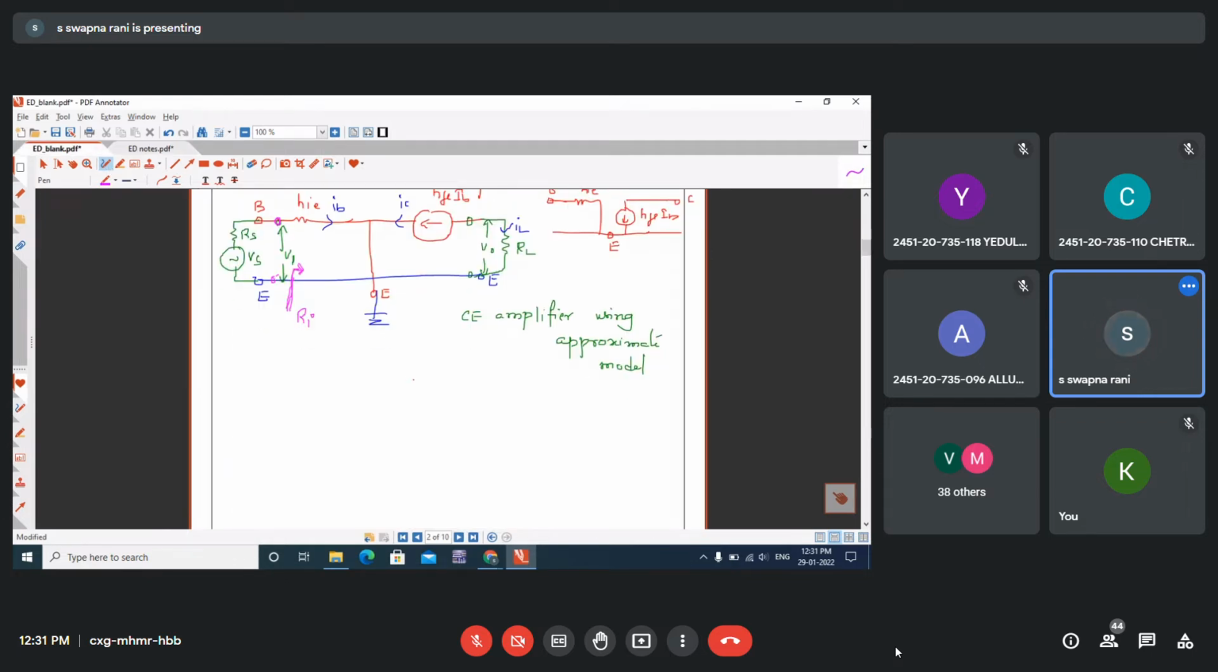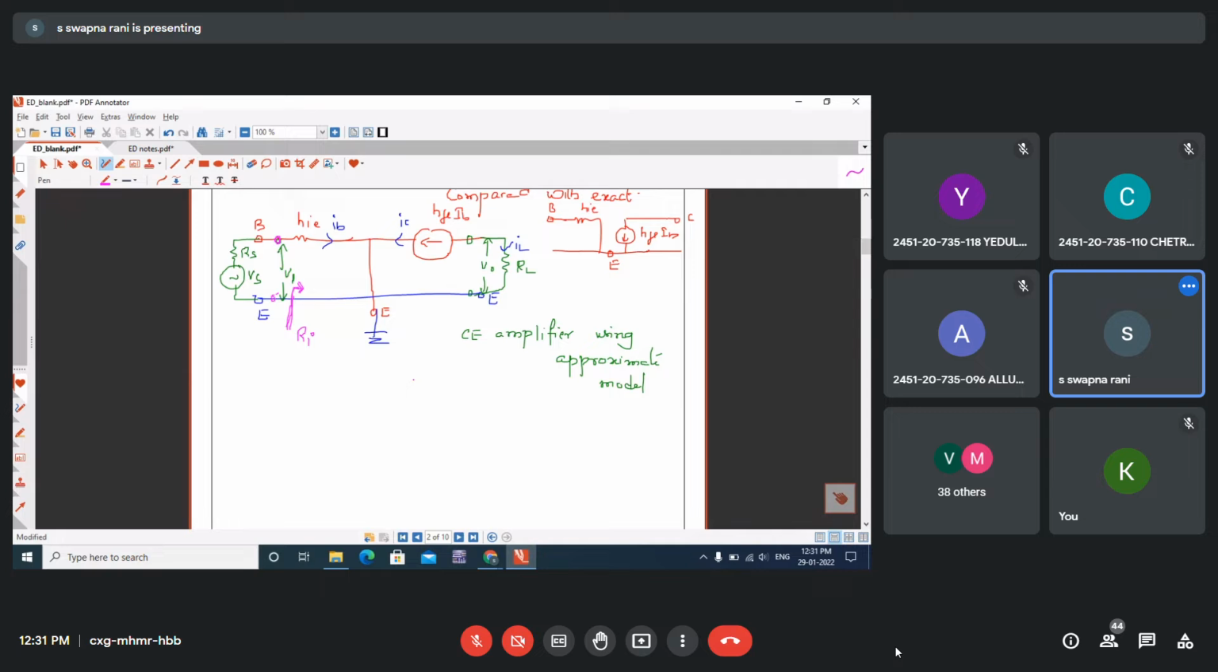It's very easy. Ri. What is the input impedance you can see by looking into these two terminals? Can anyone? What will be the input impedance we can see?